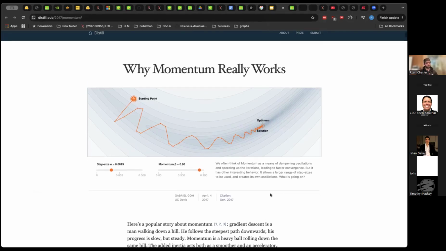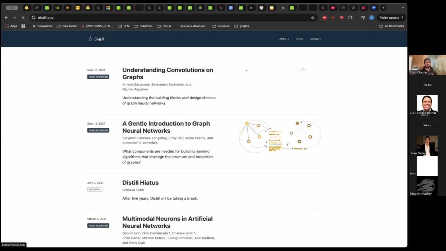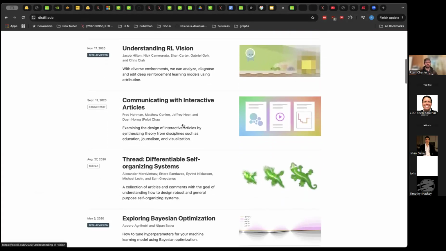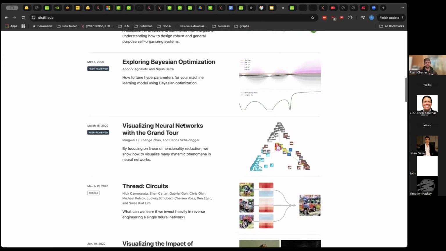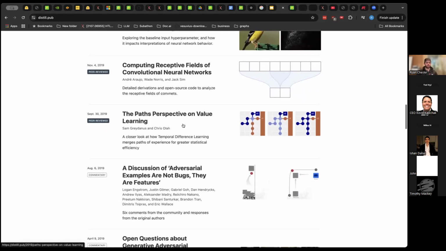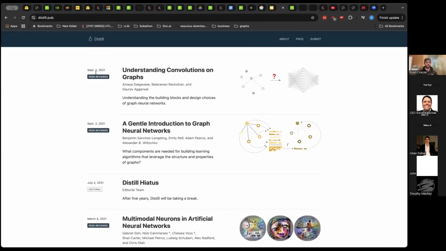Online version of the book. This is from Distill. Distill is a group that has put together a bunch of resources explaining various different things about neural networks, training, and machine learning in general. They have a bunch of very good visualizations for everything. So I highly recommend checking this out. It looks like they haven't published anything in a long time, but yeah. This isn't related to the book. This is just a separate resource.